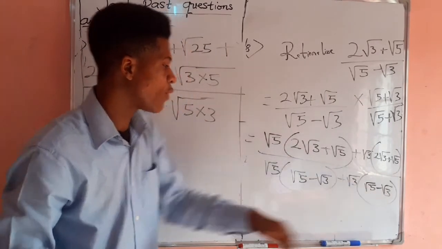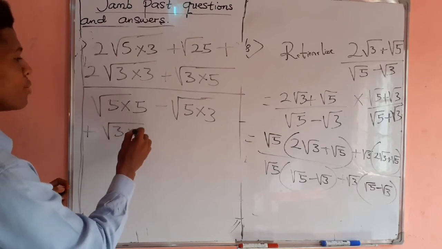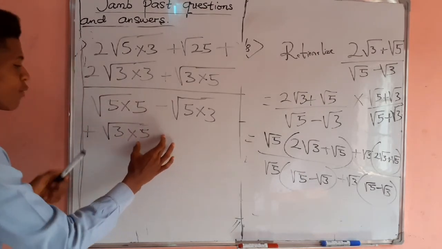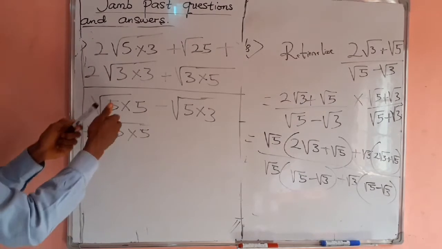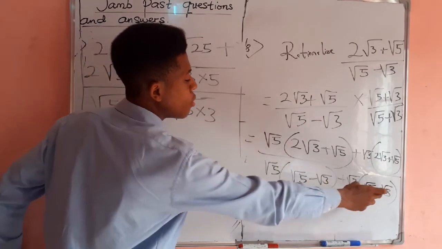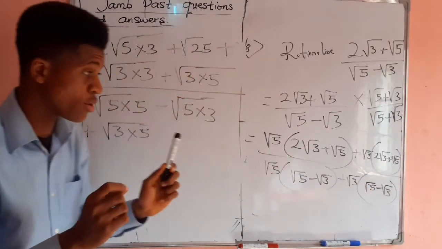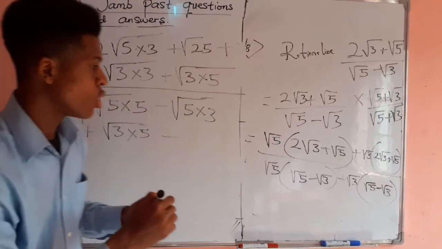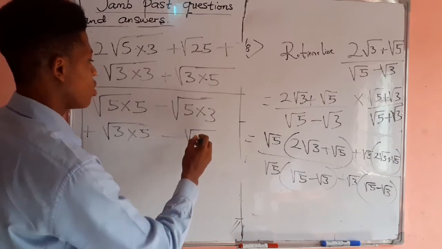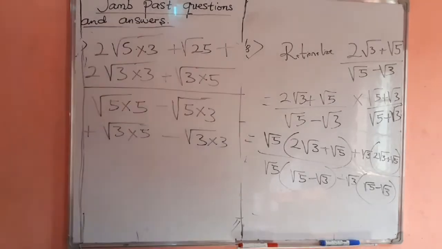Root 3 times root 5. You bring them in one umbrella to be 3 times 5, right? This is still root 3, this is still root 5, but if they are multiplying each other, they come in one root. So what comes next? Plus root 3 multiplies minus root 3. Plus times minus gives us a minus, right? So this will be minus root 3 times root 3. Put them in one umbrella. 3 times 3. Okay, I'm happy we have gone this far.